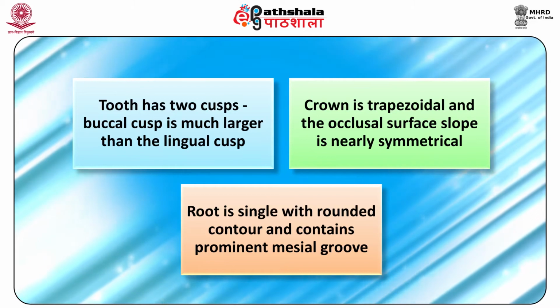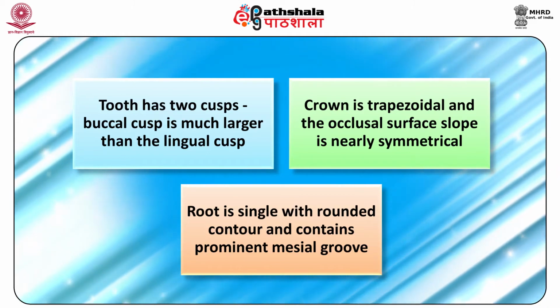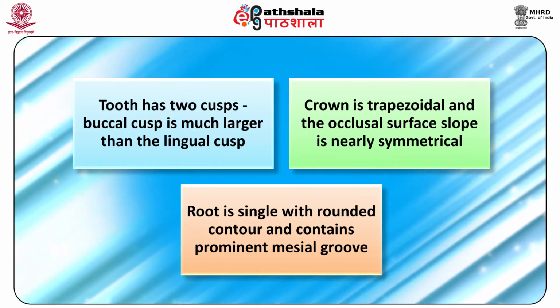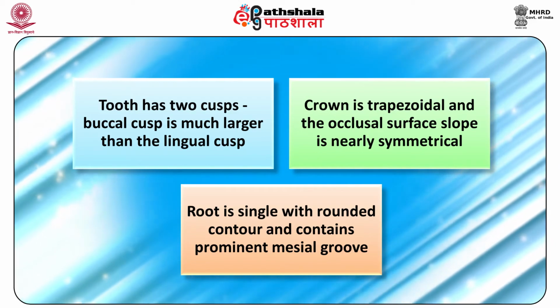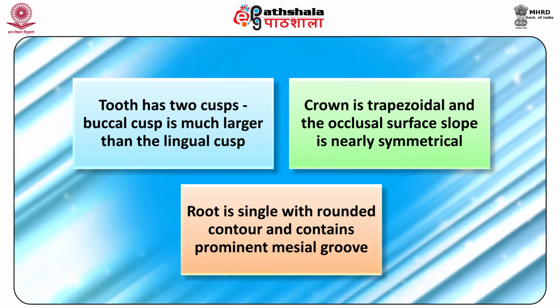Coming on to the permanent mandibular first premolar. This tooth has two cusps. The buccal cusp is much larger than the lingual cusp. The crown is trapezoidal and the occlusal surface slope is nearly symmetrical. The root is single with a rounded contour and contains a prominent mesial groove. From the buccal aspect, the form of the mandibular first premolar crown is nearly symmetrical bilaterally. The mesial surface of the root is smooth and flat from the buccal margin to the center.